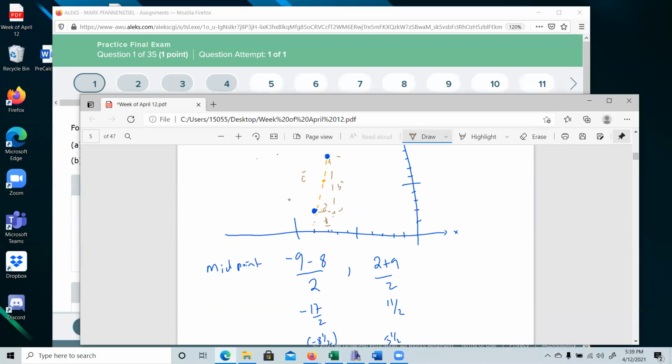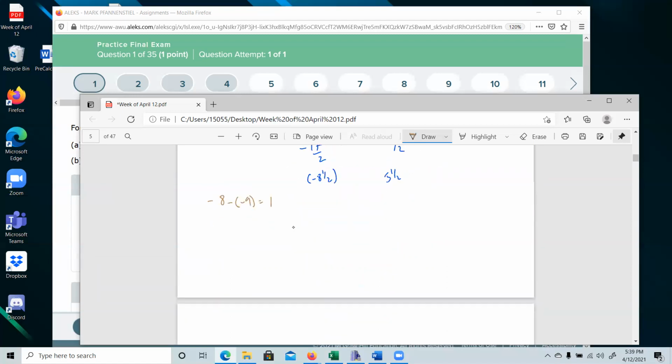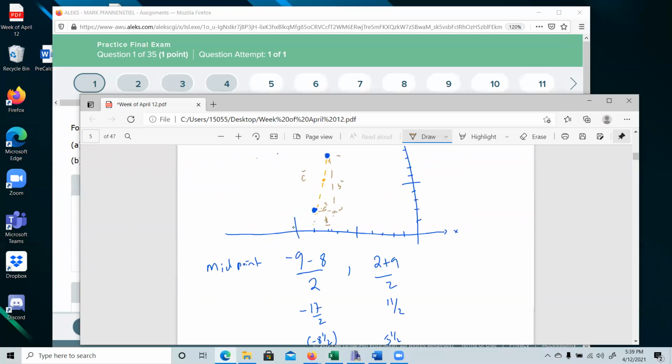And then we have to figure this distance out, right? This is at 2, this is at 9. What's the distance between 2 and 9? Isn't that 9 minus 2? So that distance would be 7. So this distance here is going to be 7.